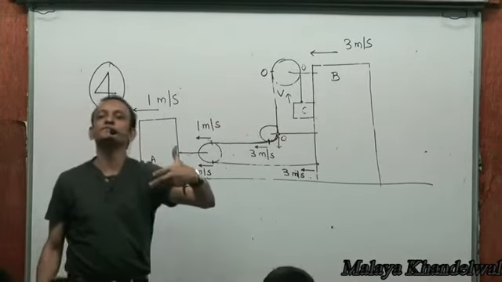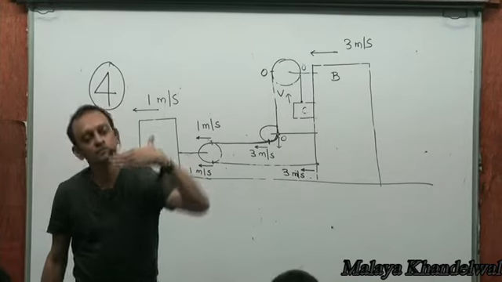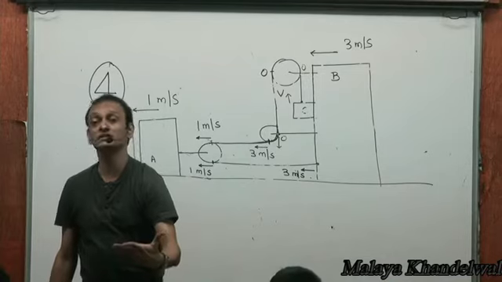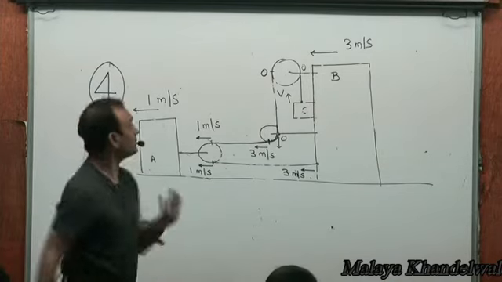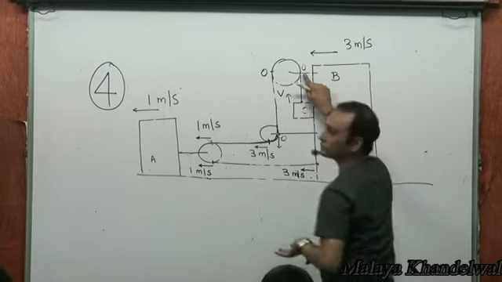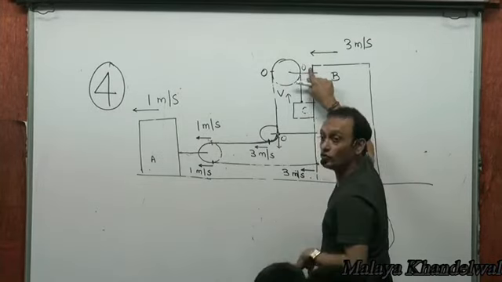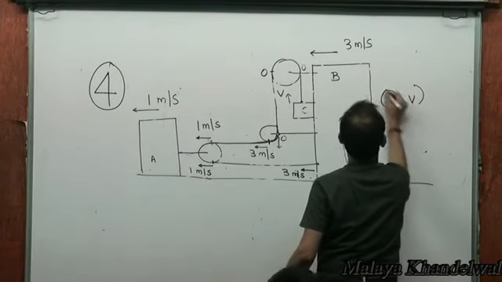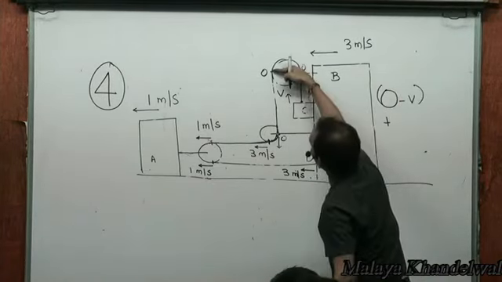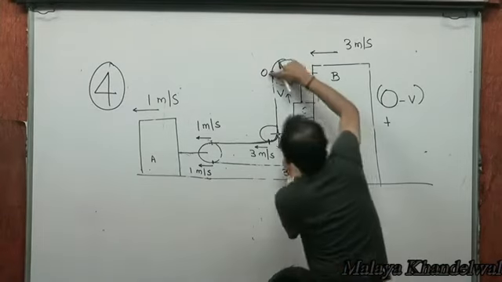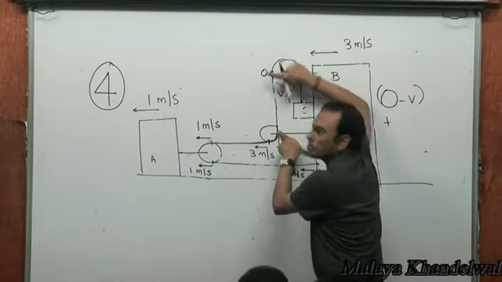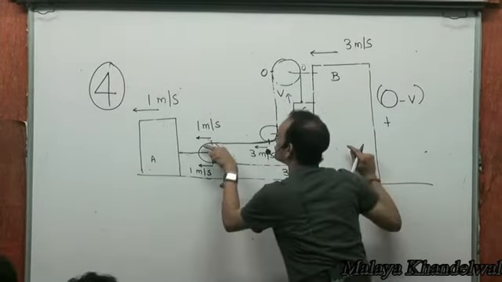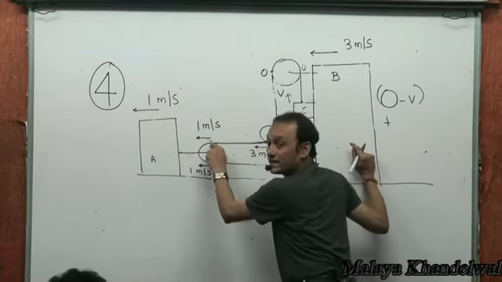All that we need to do is, in a sanguine manner, traverse the string with sign consistency as mentioned. So I go from here to here. Velocity of this point in this direction, 0 minus v, plus I go from here to here, 0. This separation is not changing with time between the two pulleys, so this length is maintained constant. Now I go from here to here, 1 minus 3, isn't it?